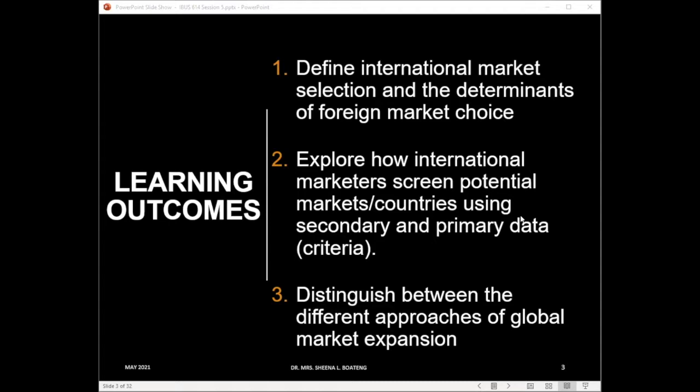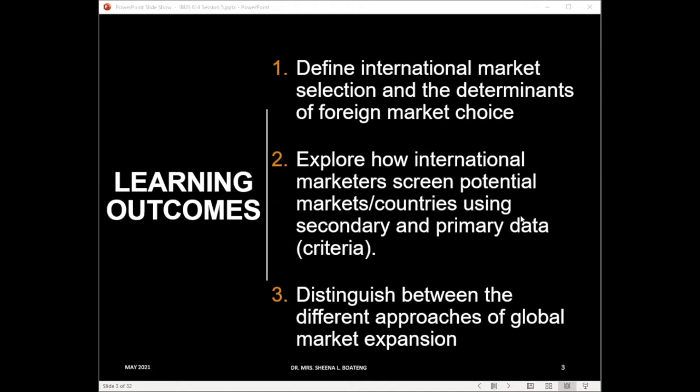We will also be able to explore how international marketers screen potential markets in countries using secondary and primary data, right? Because they have certain criteria that they use in these selections. Like we said, there are certain determinants. Prime among these is secondary and primary data that they obtain from various sources.